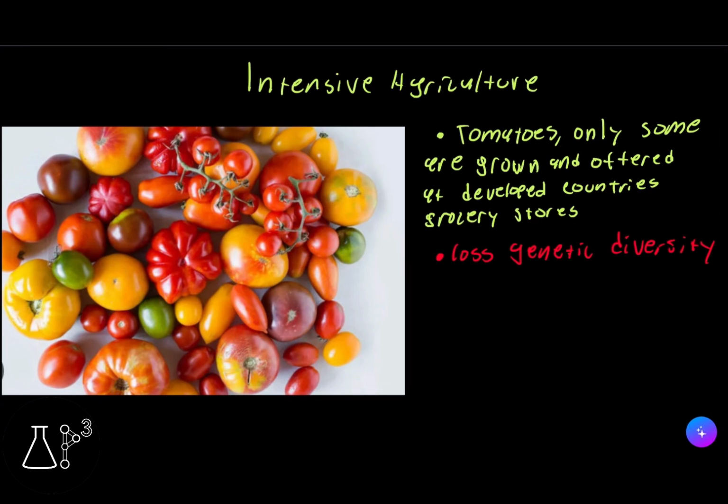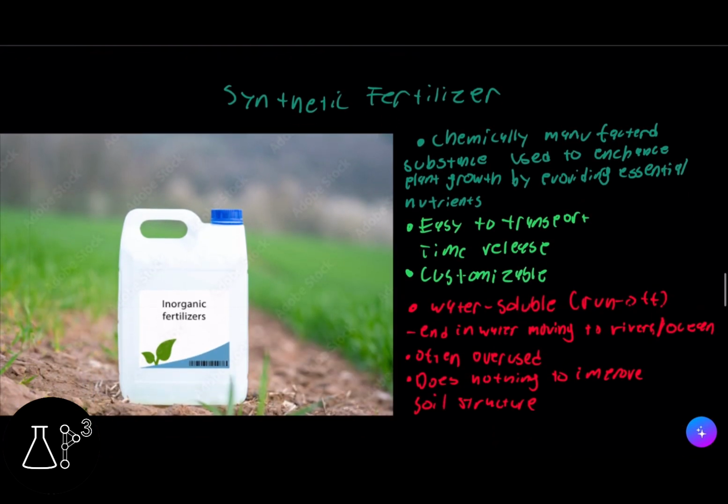The bad thing about it is that we're going to lose genetic diversity, because as we can see from the image, there's a lot of tomatoes, but only some of them are going to be grown and offered in developing or developed countries and grocery stores. So we're going to lose the genetic diversity. So let's move on to synthetic fertilizer.